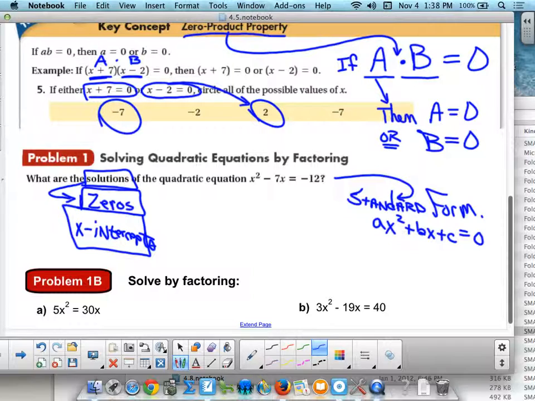Ready? See that -12? Bring it over. X squared minus 7x plus 12 equals 0. Hey! We're looking for zeros. That's why we put a 0 there. So what x value will pump out a 0? Well, we'll go find it now. So what's the second step? We're going to factor. First step, standard form. Second step, factor. Go factor. Takes you like 30 seconds or less.